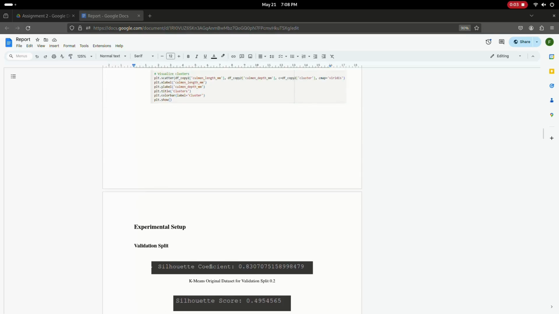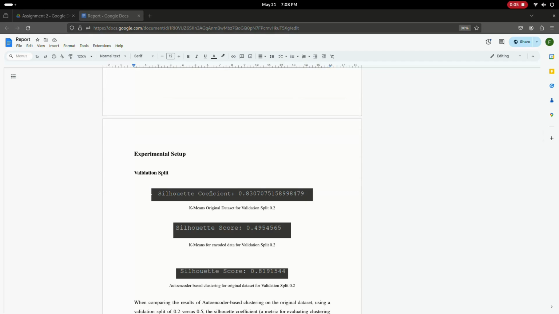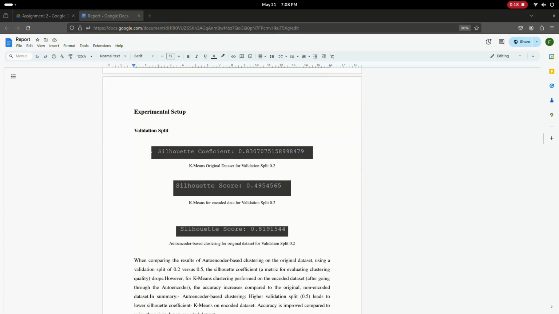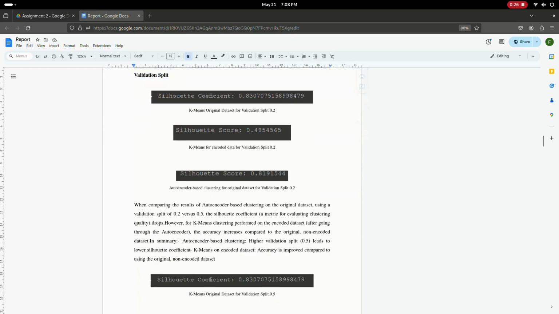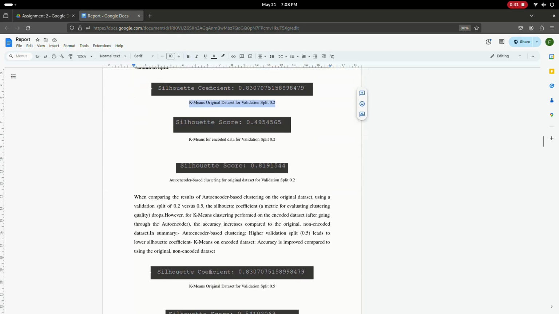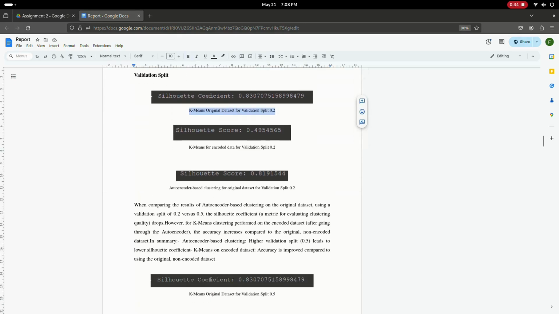In this part I'm going to talk about the experimental setup. This is where we try to make modifications to our code, try different configurations and try to reach the best Silhouette coefficients. The first thing I do is test different variations of validation split. As you can see, our first choice is a validation split of 0.2, and we got 0.83, 0.49 and 0.82 for the Silhouette score.